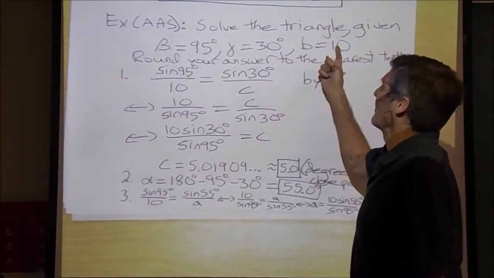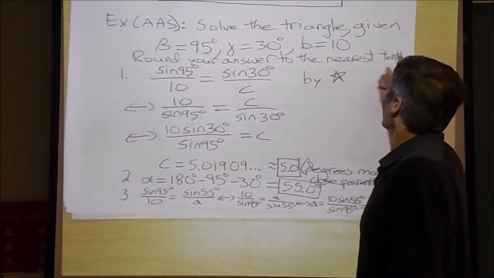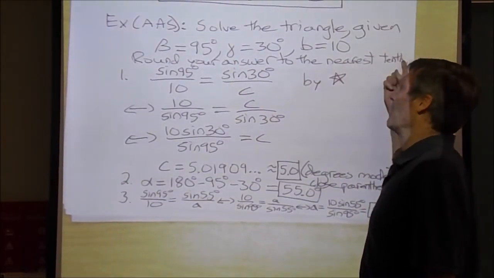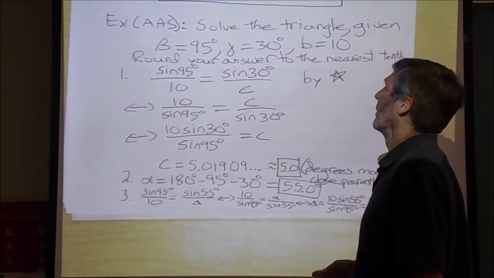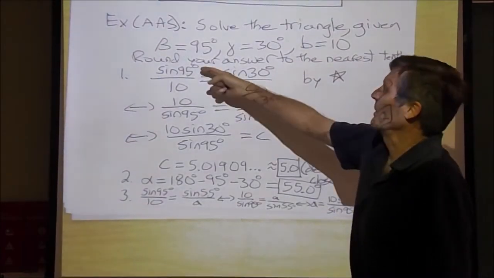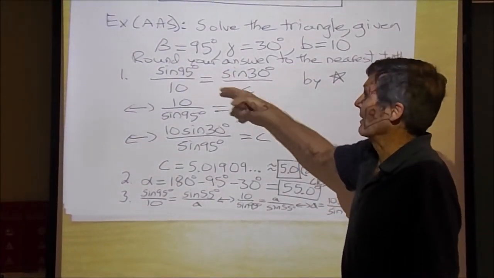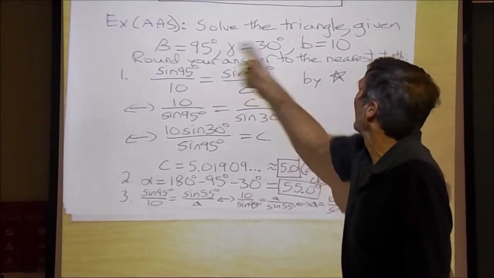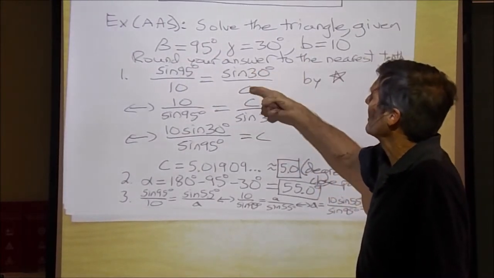Suppose I have these three values. Round your answer to the nearest tenth. So that means one place after the decimal point, right? What we do is we can immediately write down the law of sines. Sine of beta is to B as sine of gamma is to C.